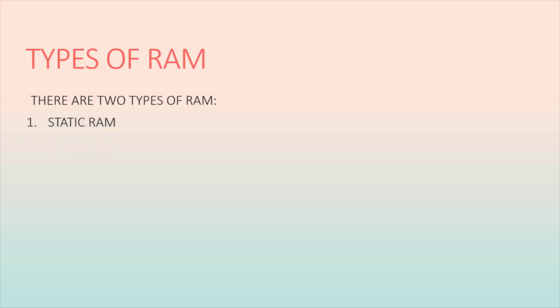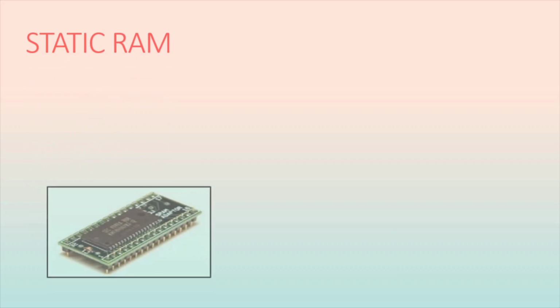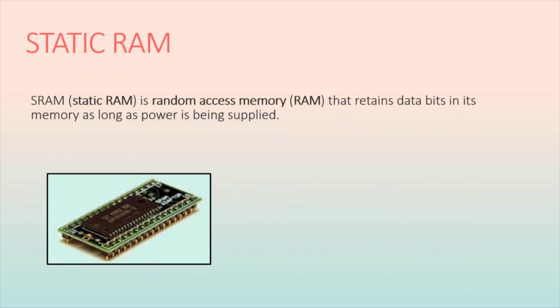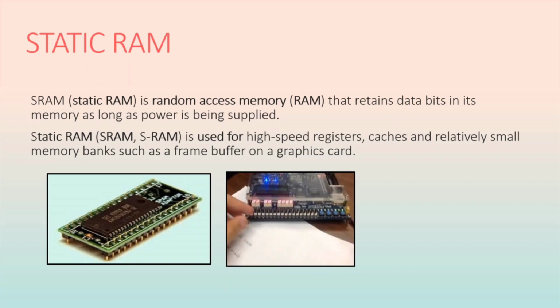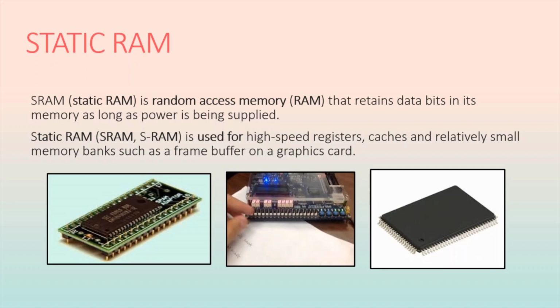Types of RAM. There are two types of RAM, static RAM and dynamic RAM. Static RAM is also called SRAM. Static random access memory retains the data bits in its memory as long as power is being supplied. SRAM is used for high-speed registers, caches and relatively small memory banks such as a frame buffer on a graphics card, as shown in the picture. We will do a detailed study of these topics in higher classes.